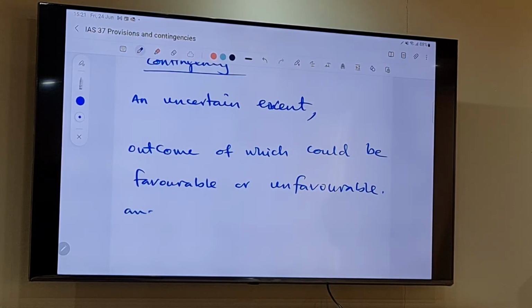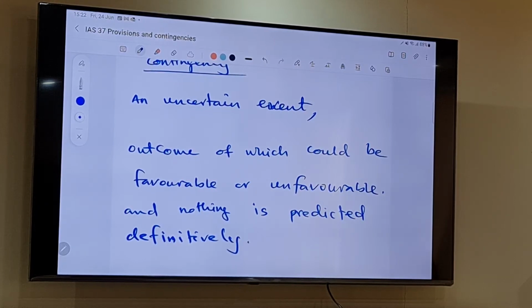Nothing is predicted definitively. You cannot confirm and say that this is like this. So it's very vague. A good professional example is a court case.